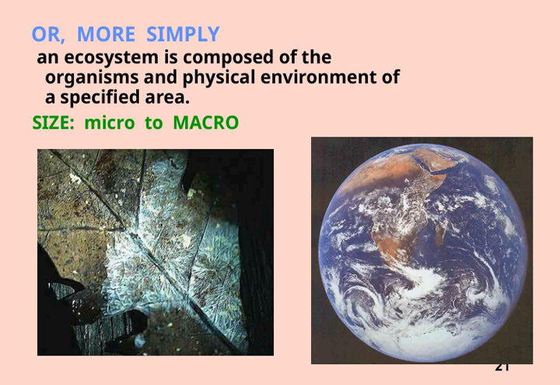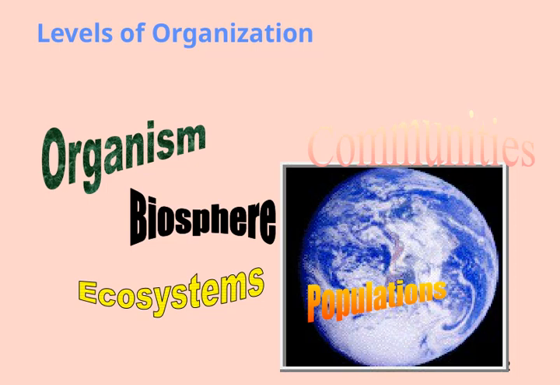The key idea here is that an ecosystem isn't just about the plants and animals, but also includes the physical factors like water, soil, and climate that influence them. Understanding this helps us see how everything is interconnected, no matter the size, and it emphasizes the complexity and beauty of the natural world. Let's take a look at the levels of organization in ecology.